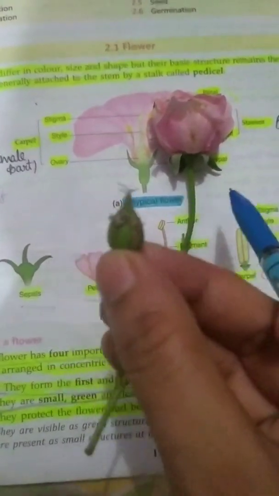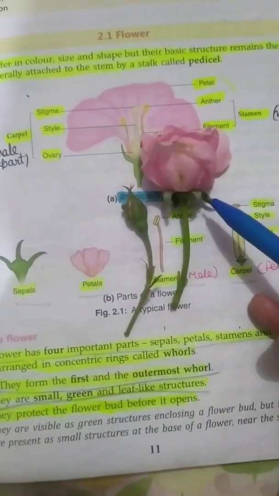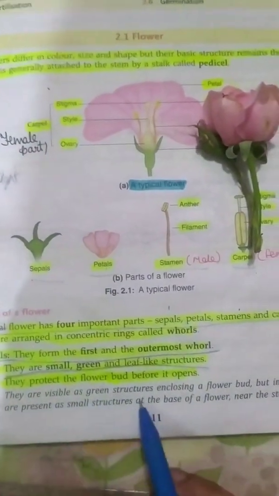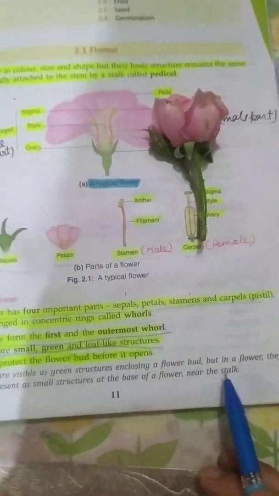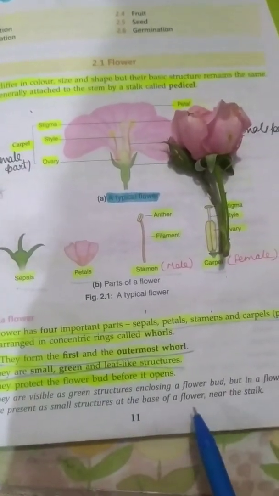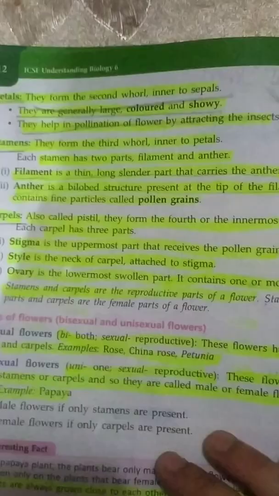So before that it was protected with this sepal, and when it opened, you can see these are looking like leaf-like structures. They are visible as green structures enclosing a flower bud, but in a flower they are present as small structures at the base of the flower near the stalk. So here you can see near the stalk.